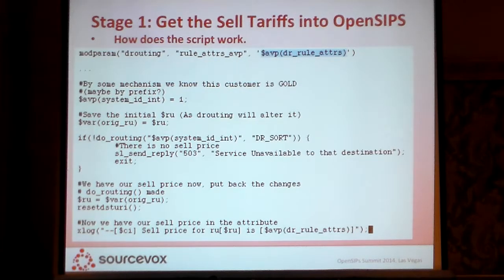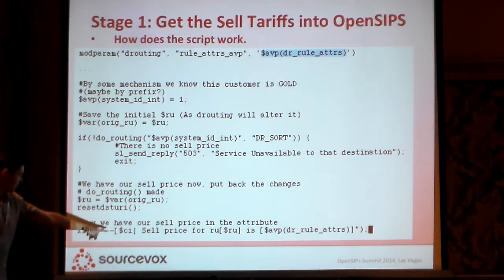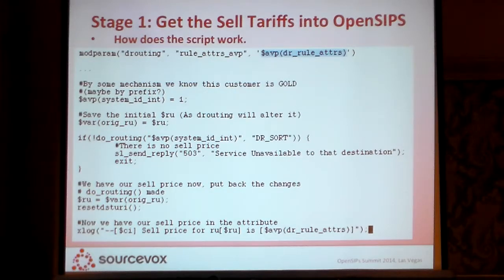We've saved the original request URI. At the top, we've called do routing. Our goal is to get the sell price. So basically, by calling do routing, OpenSIPS will have set a new request URI, which we don't want in this situation. So we'll reset it back to what it was, reset the destination URI, and our goal here, logged out at the bottom, is to get the sell price, and the sell price has come out into an AVP variable, which is the role attributes.